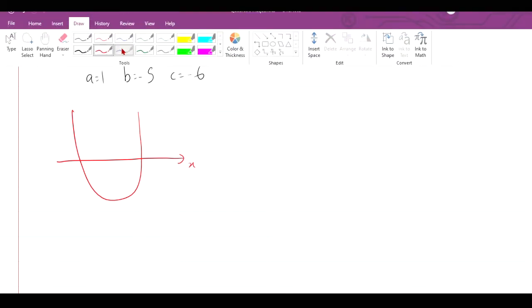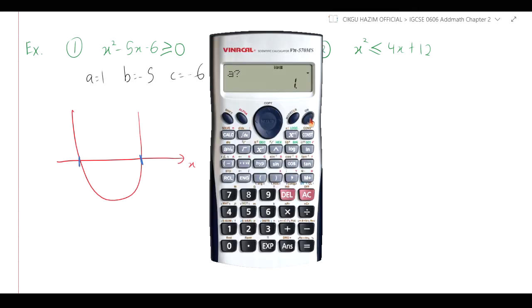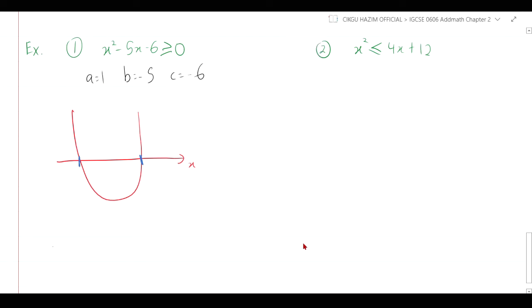So find the roots here. Okay, how to find the roots here? Find the x-intercept by pressing in the calculator, which is a equal to 1, b equal to -5, and c equal to -6. What will you get here, which is 6 and -1? So you're going to get x equal to 6 and x equal to -1.